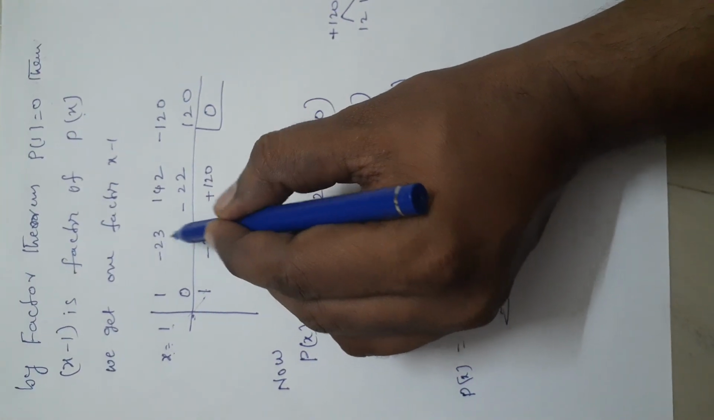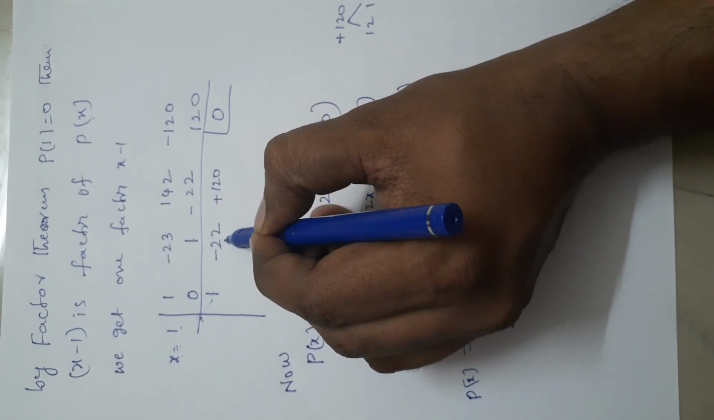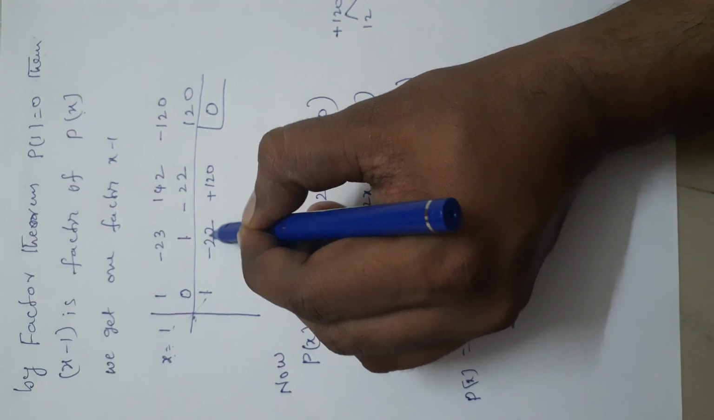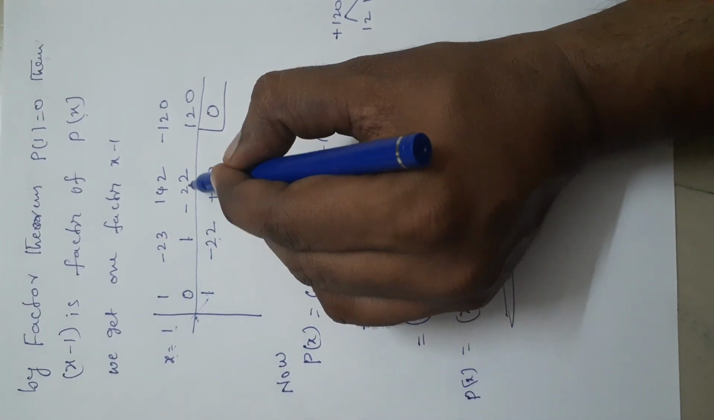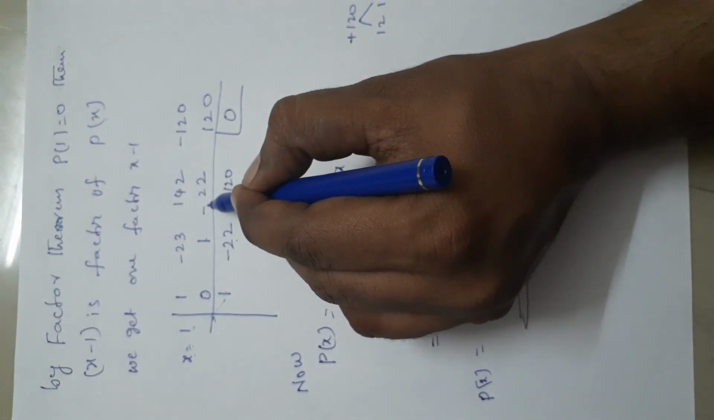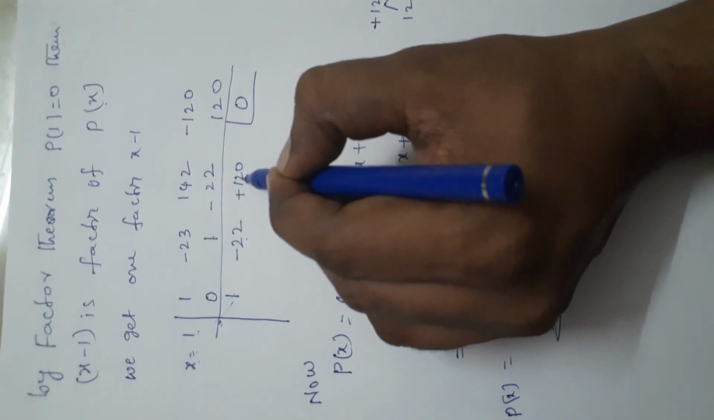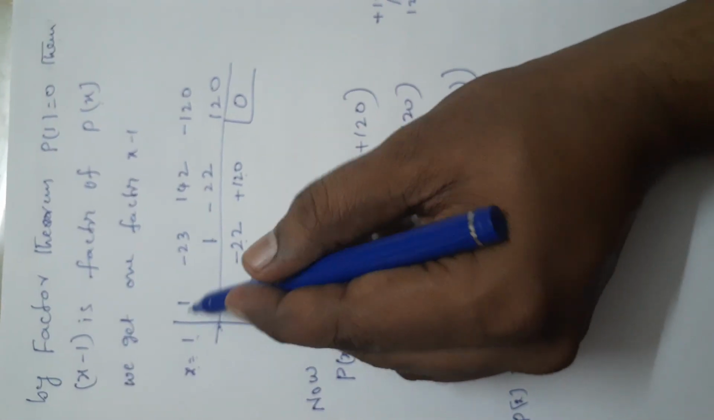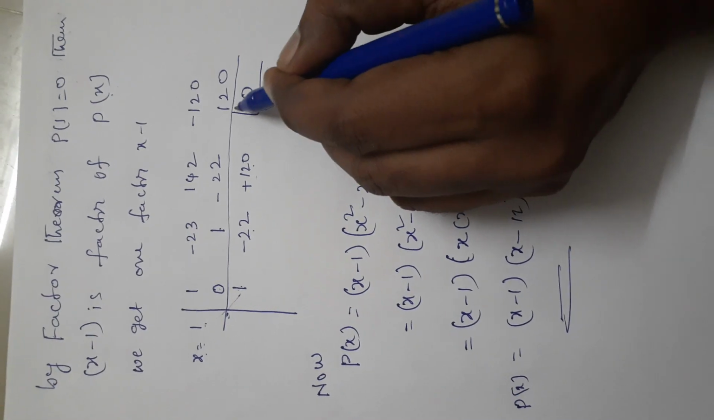Then again add these two, always addition. Minus 23 plus 1 is minus 22. Now multiply this minus 22 with 1, minus 22, and write it here. Again add these two: plus 142 minus 22 is plus 120. Now multiply this 120 by 1, 120. Now plus 120 minus 120 cancels, giving 0.